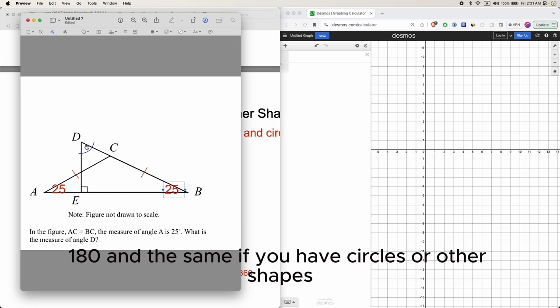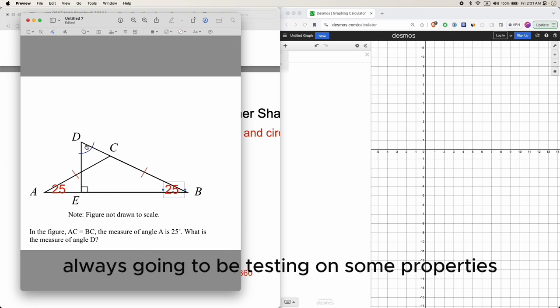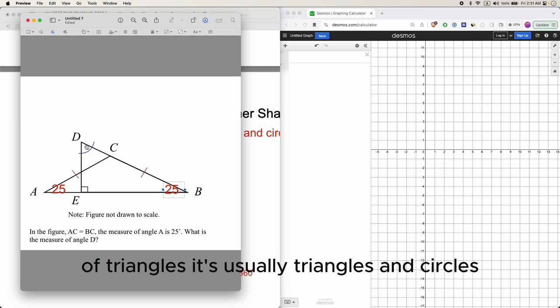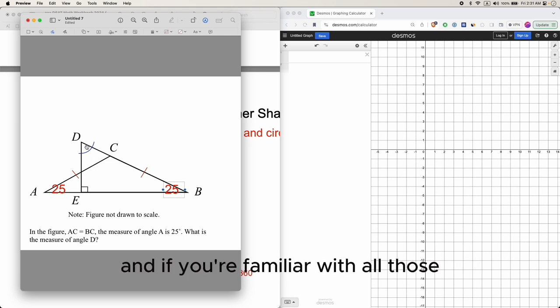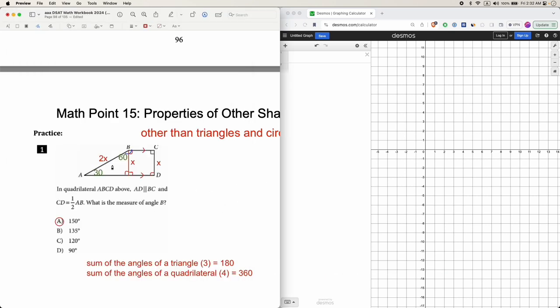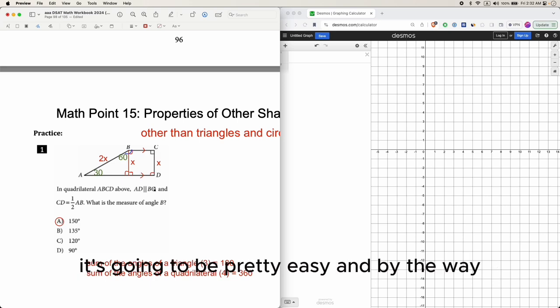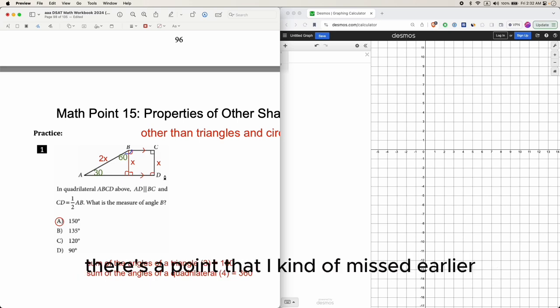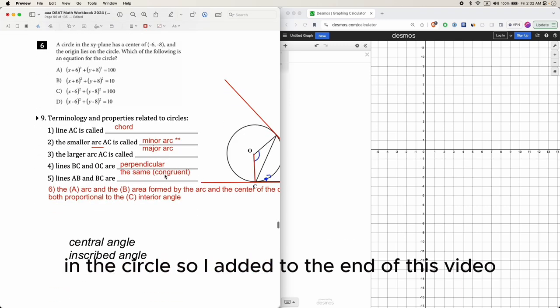And it's the same if you have circles or other shapes. Remember that it's always going to be testing on some properties of triangles. It's usually triangles and circles, but sometimes it's on rectangles. And if you're familiar with all those different properties, then regardless of how weird these shapes look, it's going to be pretty easy. And by the way, there's a point that I missed earlier in the circle, so I want to add it to the end of this video.